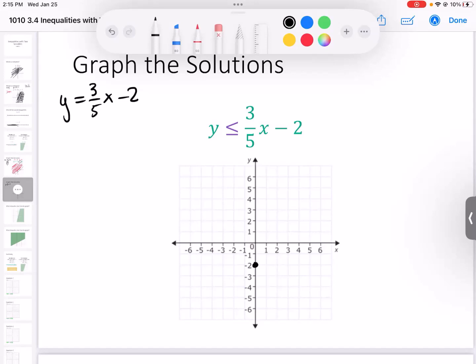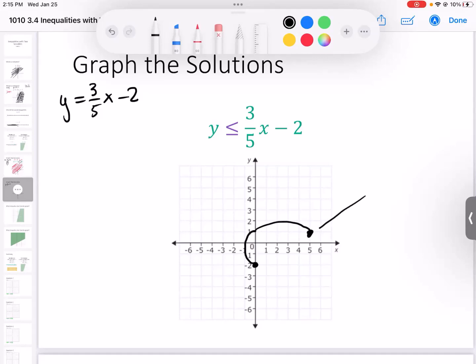3/5. And so the 3 is representing my rise. So I'll go up 3 units and then I'll go over 5 units. So that's another point on my line. And this is my boundary line. Remember, the equation is where the boundary is. And should this boundary be a solid line or a dotted line?